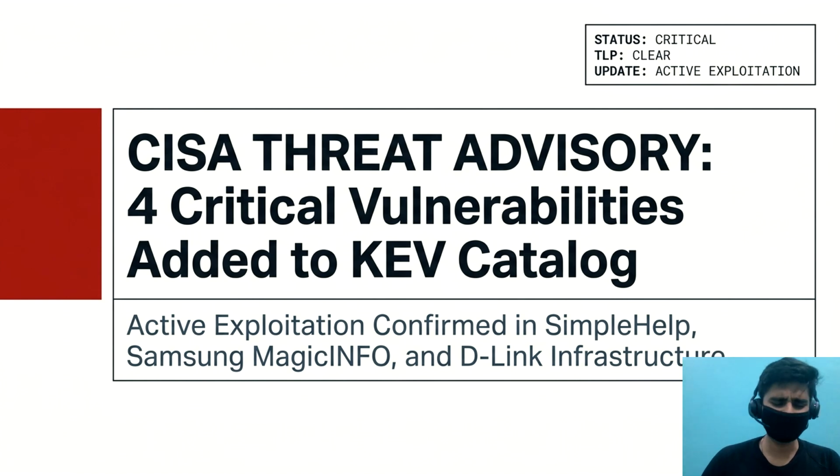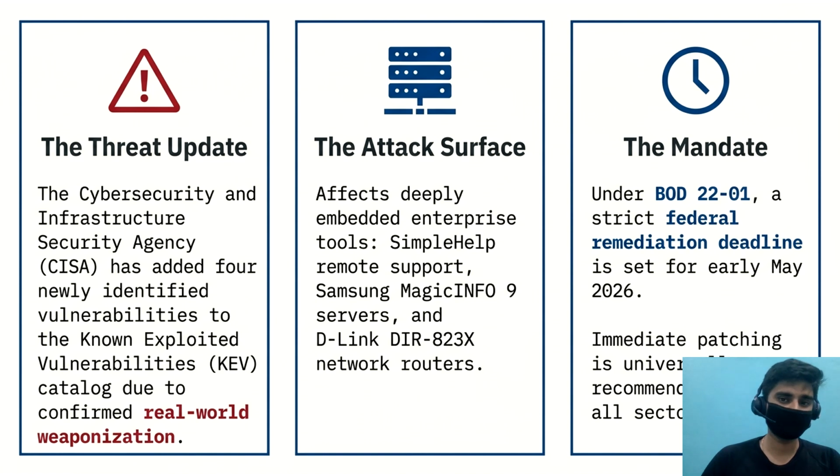So let us begin. I will not be wasting your time. Let us begin with the concepts regarding four critical vulnerabilities. Active exploitation is confirmed in SimpleHelp along with Samsung MagicINFO and D-Link infrastructure. Coming to the threat update, folks: the threat update highlights that the Cybersecurity and Infrastructure Security Agency, CISA, has recently added four newly identified vulnerabilities to the KEV, known exploited vulnerabilities catalog, due to confirmed real-world weaponization.